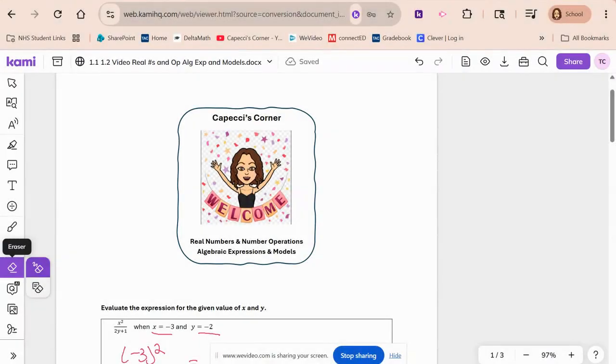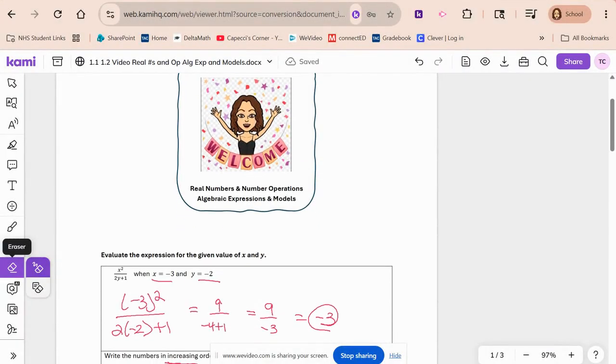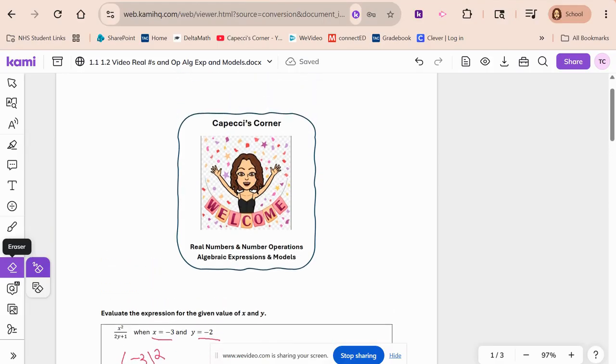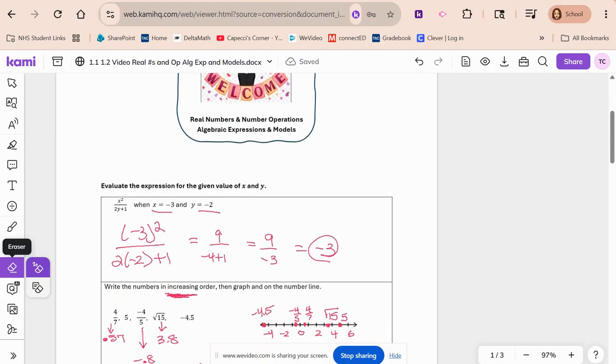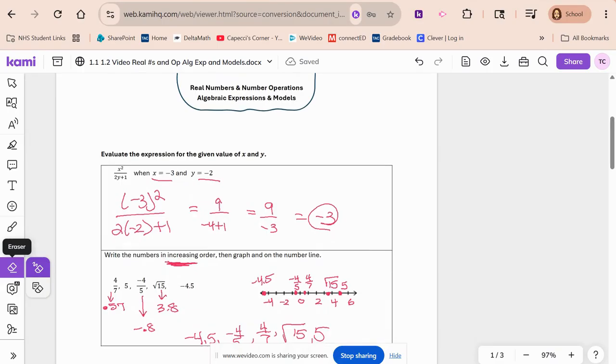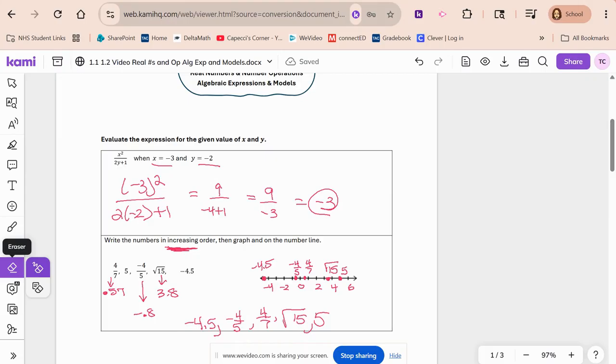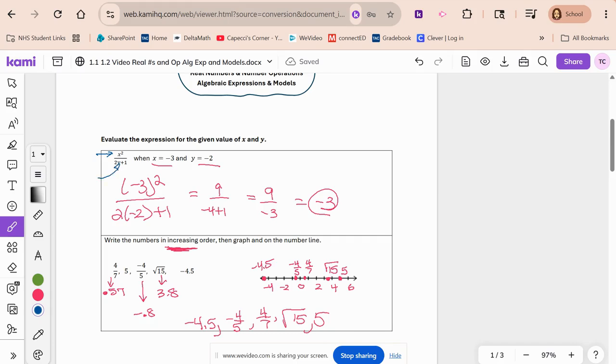Today in Kafechi's Corner, we're going to look at real numbers and number operations along with algebraic expressions and models. So if we take a look at the first problem here, it says evaluate the expression for the given values of x and y. So what I did here is I substituted in, whenever I see x, I put a -3. Whenever I see a y, I put a -2.